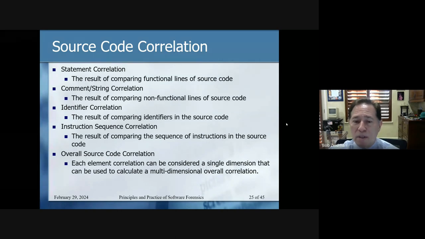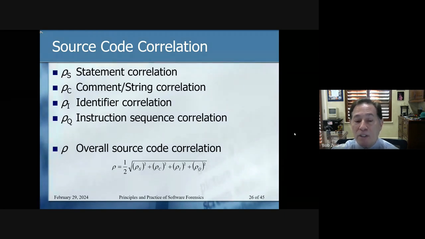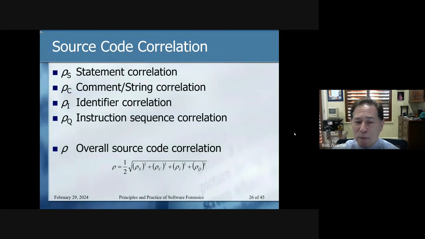But then what occurred to me is, if somebody were so thorough that they changed all of these things, there still had to be something left that was the reason for their copying, and that's the instruction sequence. The idea is, if you change everything, you still need to have the same sequence of instructions, otherwise your program's going to do something different. So I looked at all of these correlations and then I combined them into an overall correlation. This shows the formula that I came up with. Basically, I gave some Greek variable names to the correlations, and the overall correlation at the bottom is basically just a four-dimensional distance. It seems pretty straightforward, I think.